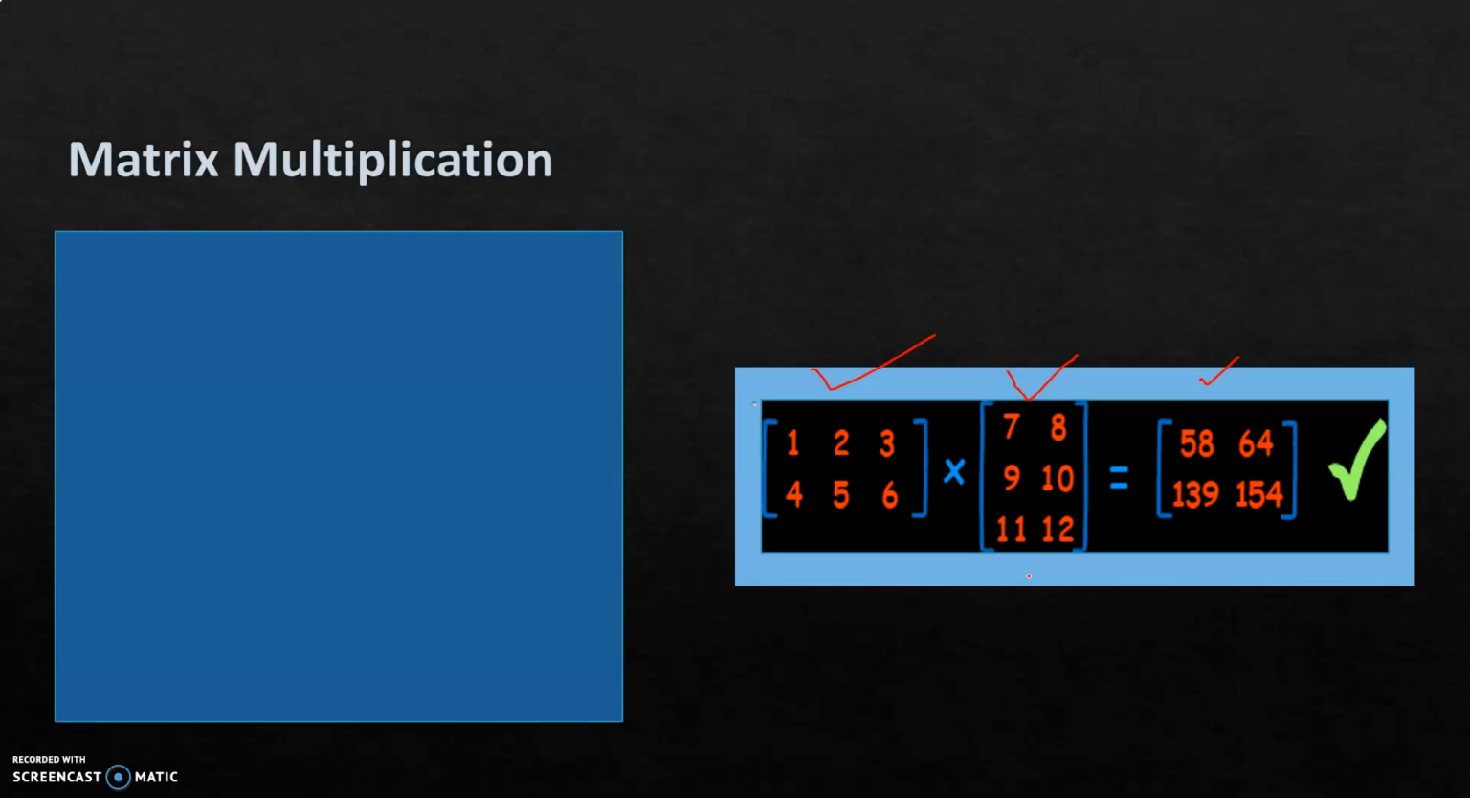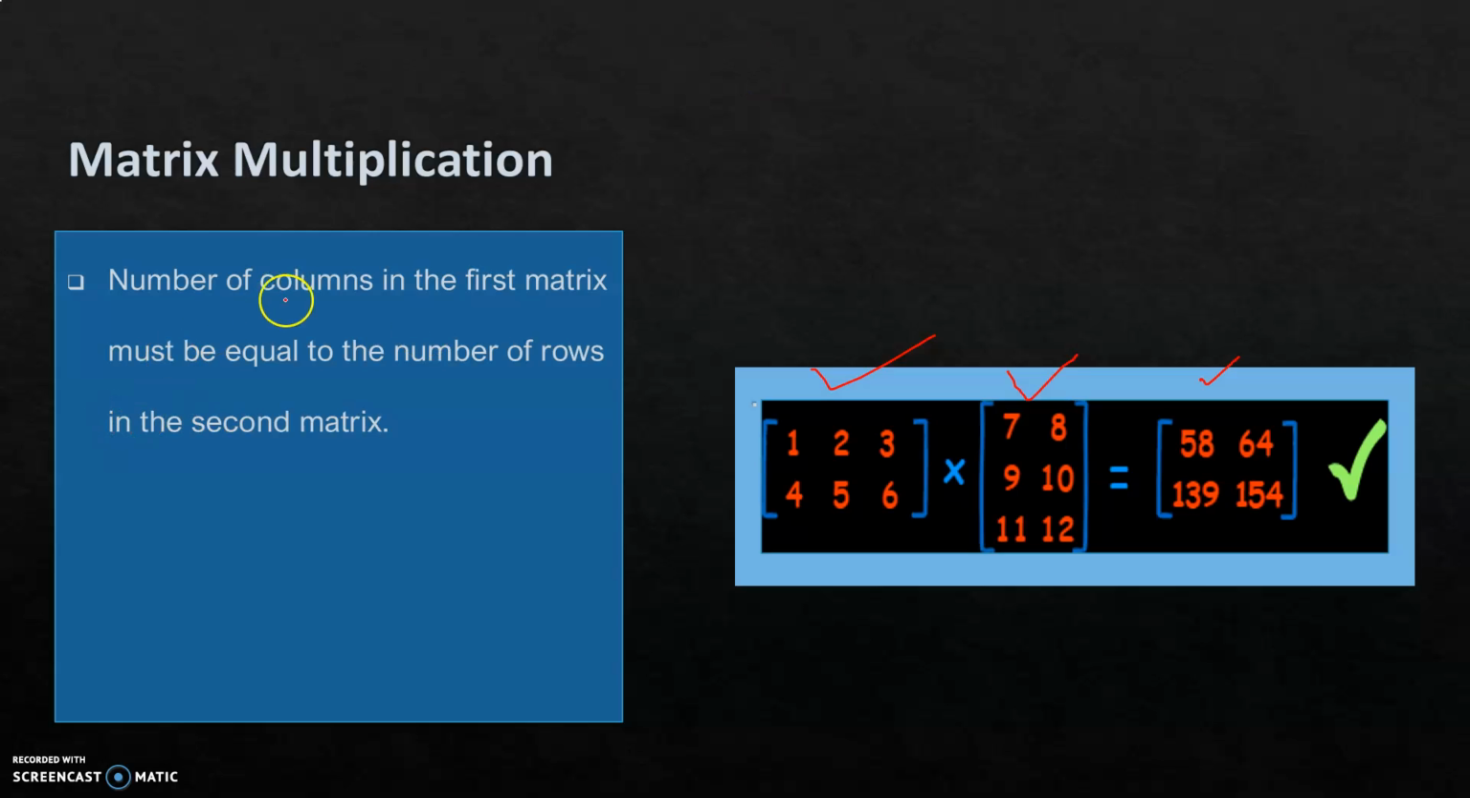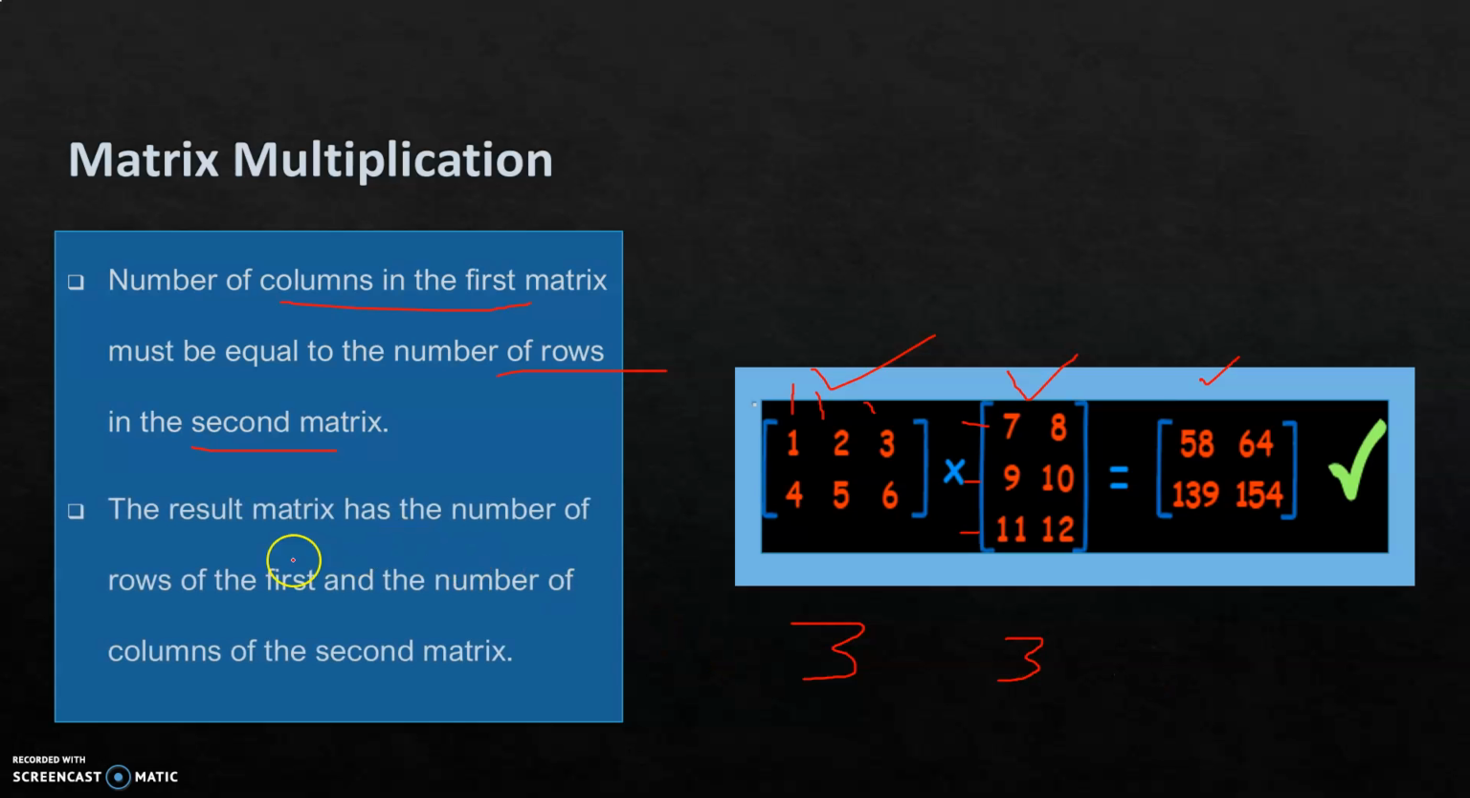Before going to multiplication, we should ensure that the columns in the first matrix and the rows of the second matrix must be equal. Columns in the first matrix, it is 3 here, and the rows in the second matrix, so both must be equal. In this case, it is 3. Only then can such matrices be multiplied. Then the result matrix, the product we are getting, has the number of rows of the first and the number of columns of the second.